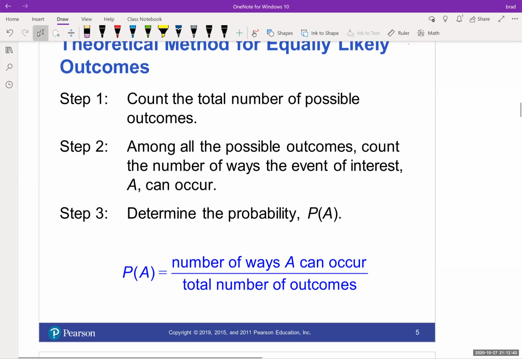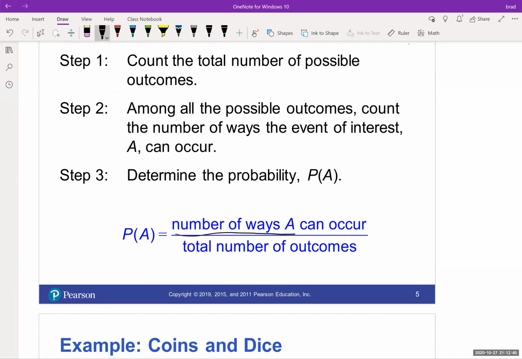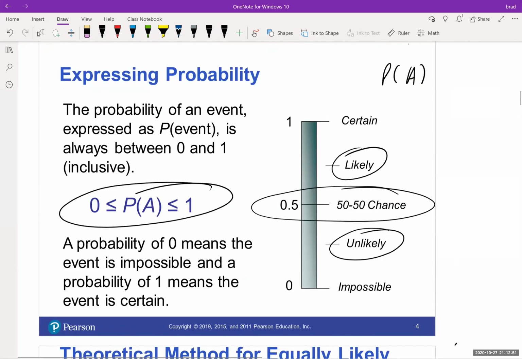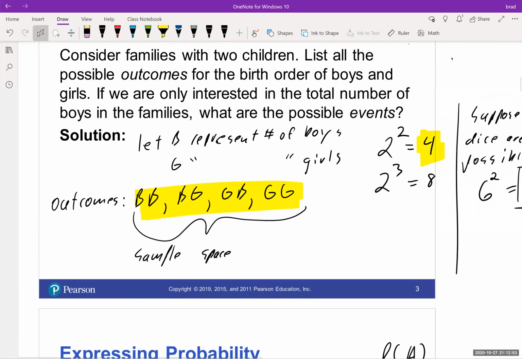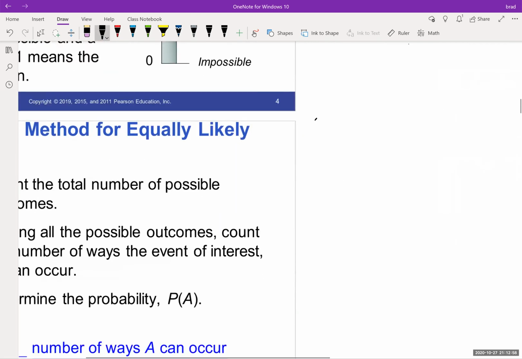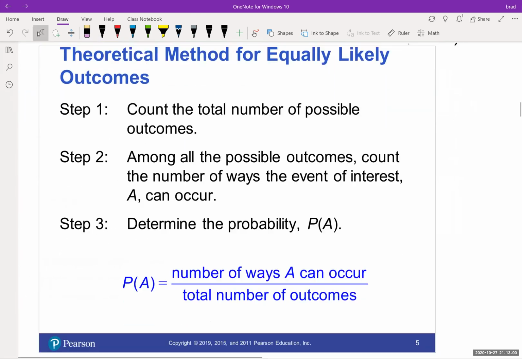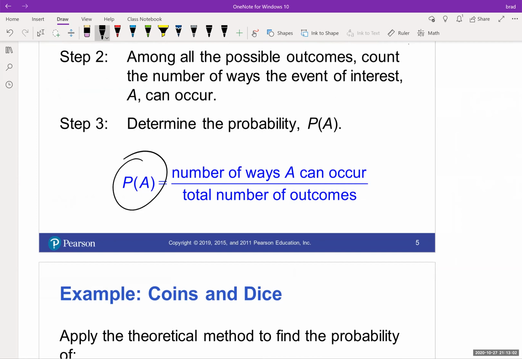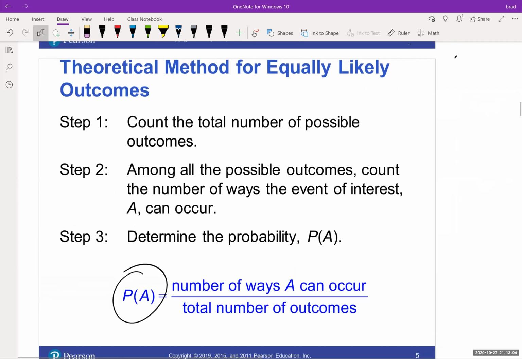So here's the formula they give us. The number of ways A can occur divided by the total number of outcomes. So that's why I wanted to reiterate to you guys up here that this is how you can find the total number of outcomes or the sample space easily. Okay, so this formula is the probability of event A, and this is our theoretical method for equally likely outcomes.